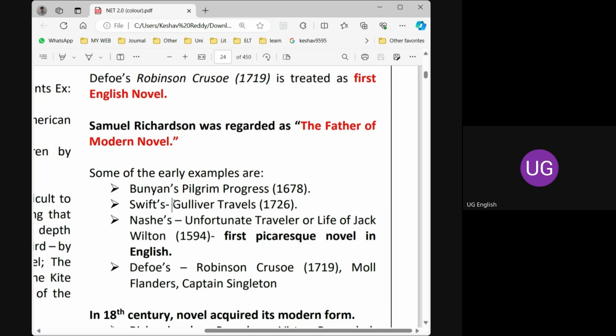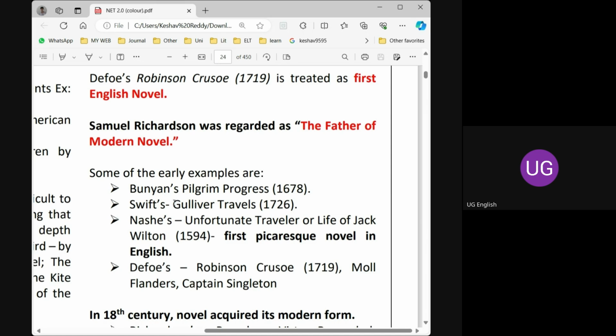And Nashe. This subtitle is very important. Nashe's work is called The Unfortunate Traveller. The name of the work is The Unfortunate Traveller, but the subtitle is very, very important. This is The Life of Jack Wilton.